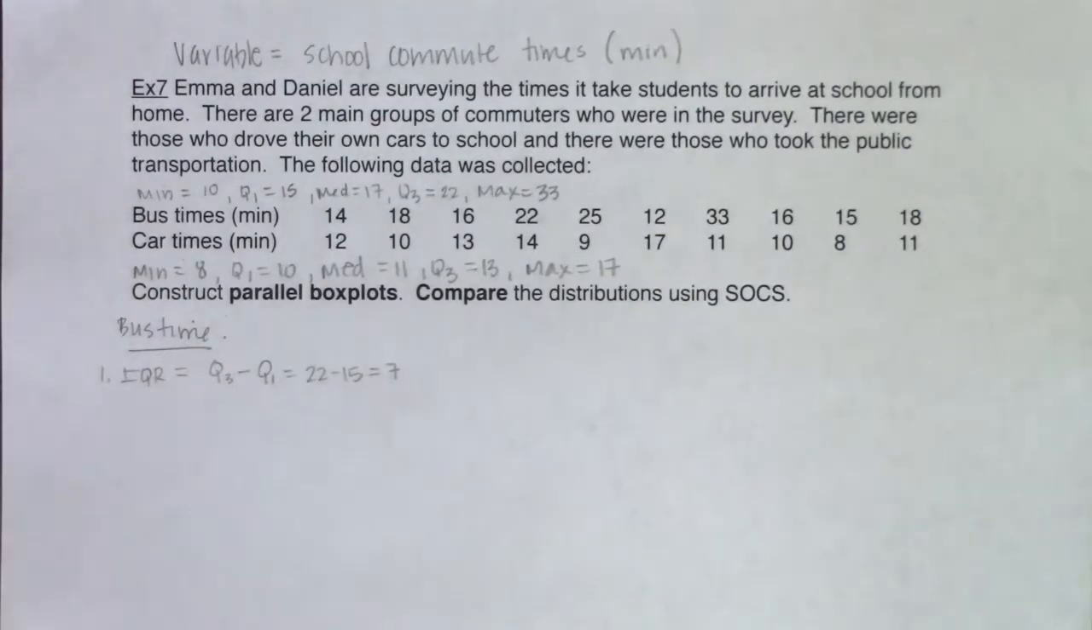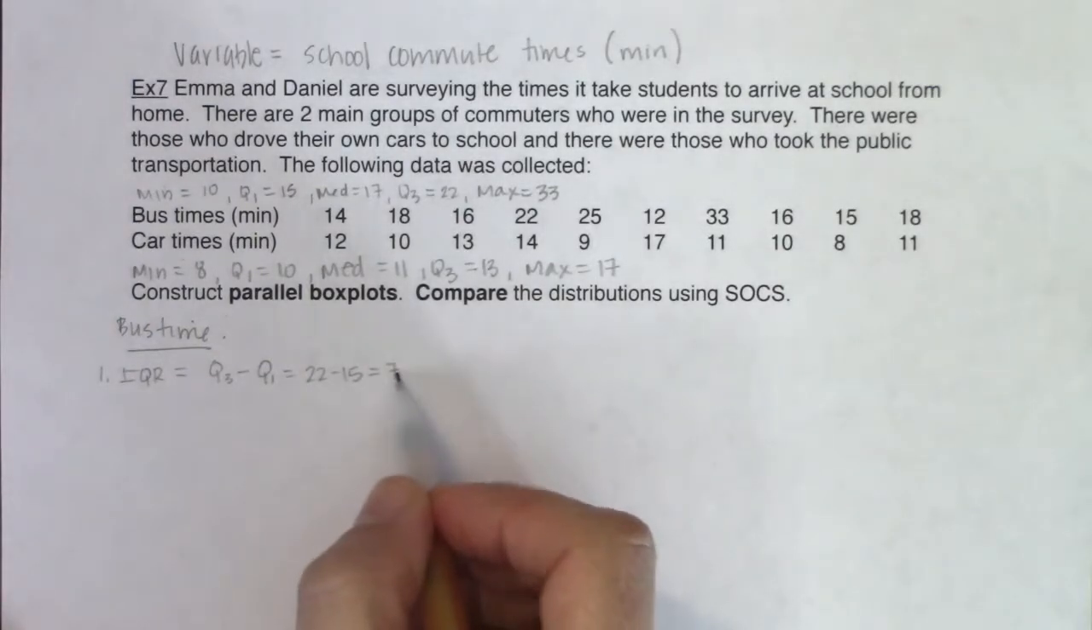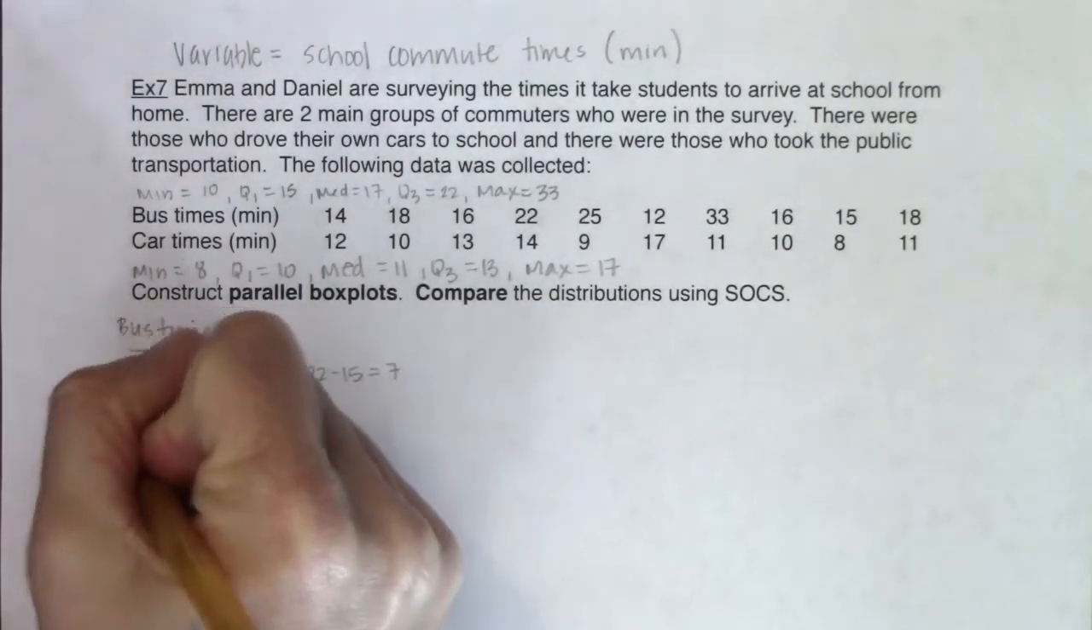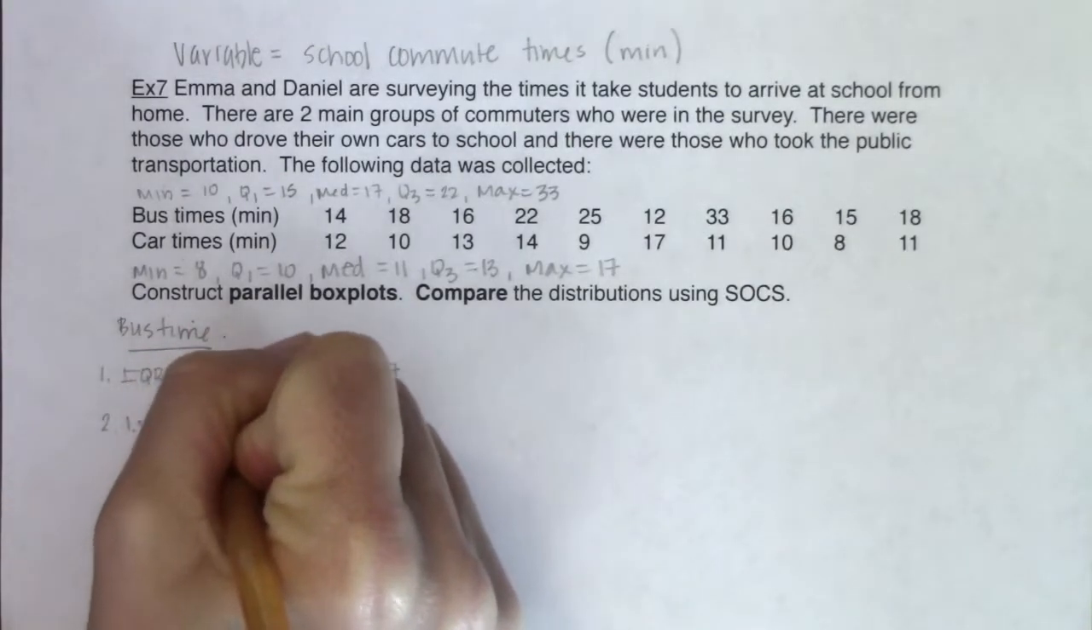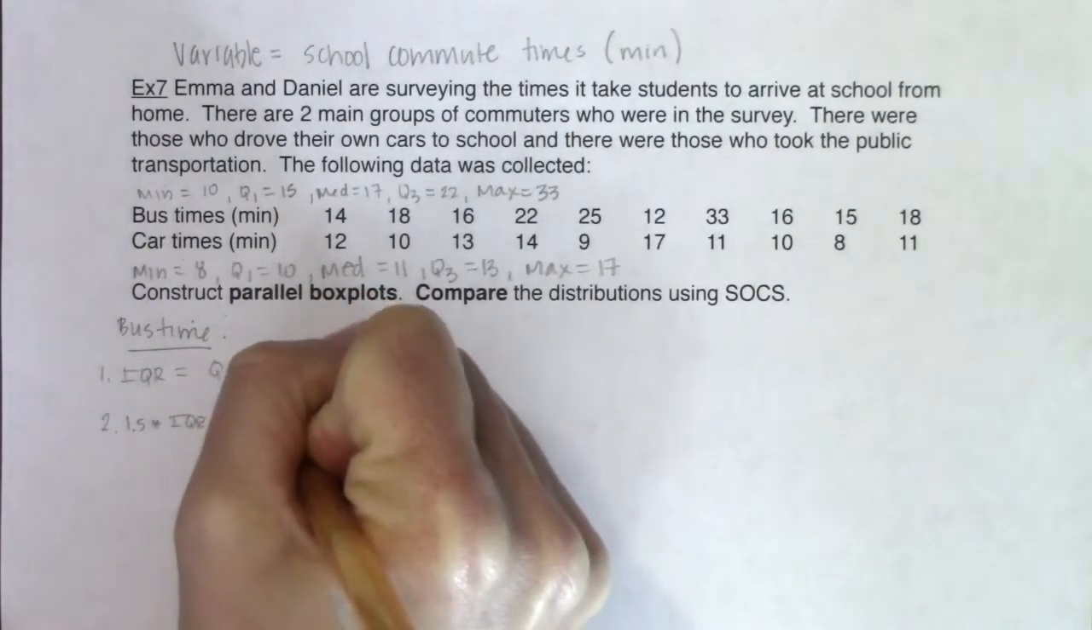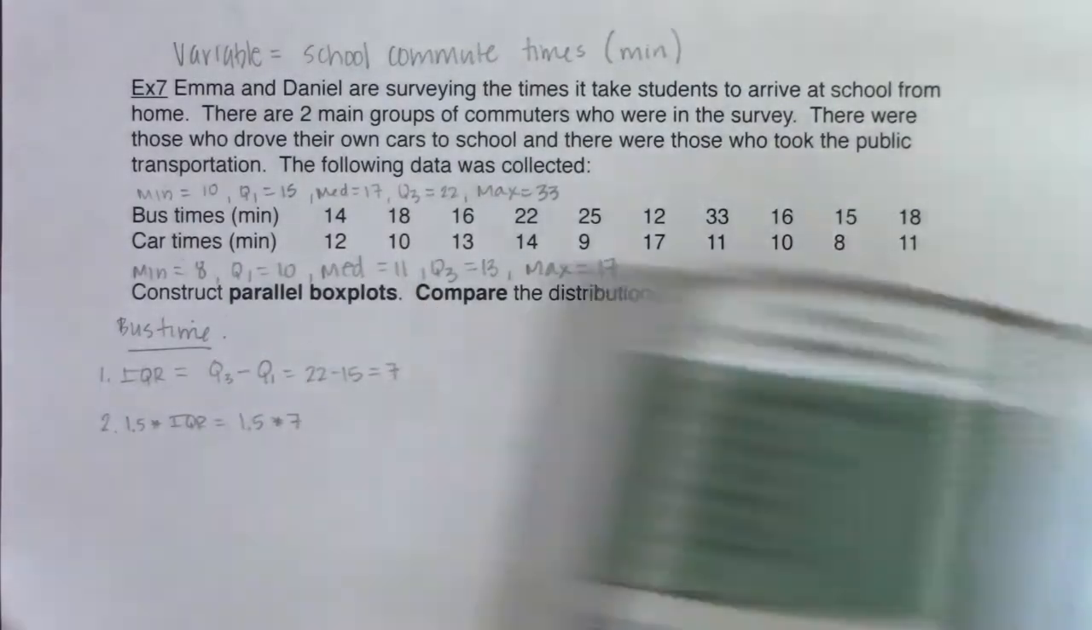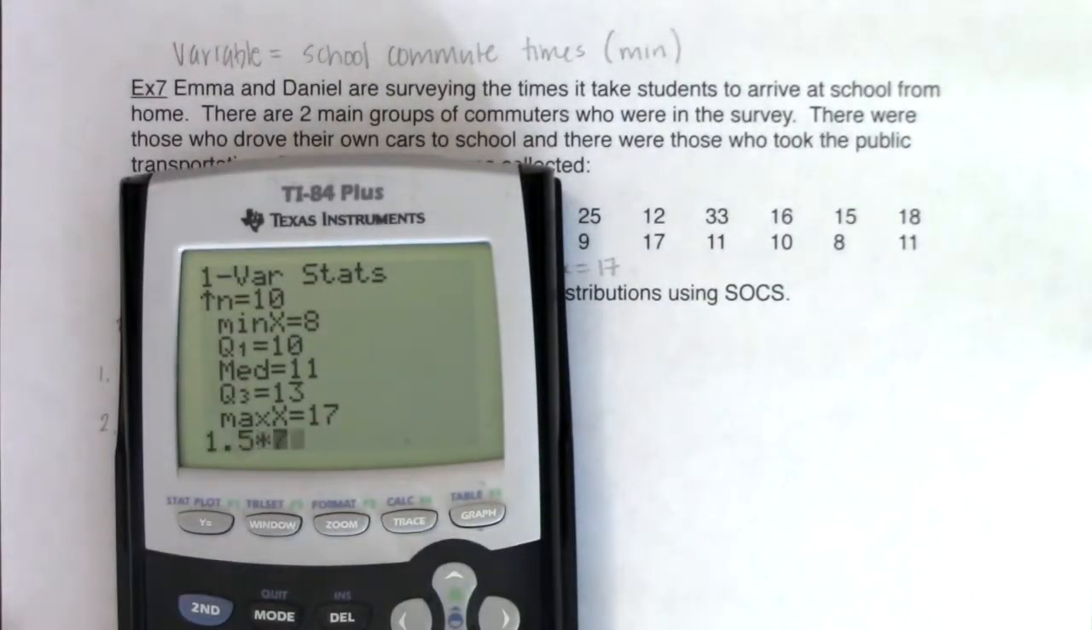Okay. If I want to start to build the safety zone, step 2 is to always take your IQR and multiply it by 1.5. So we've got 1.5 times 7. I'm looking at 10.5.